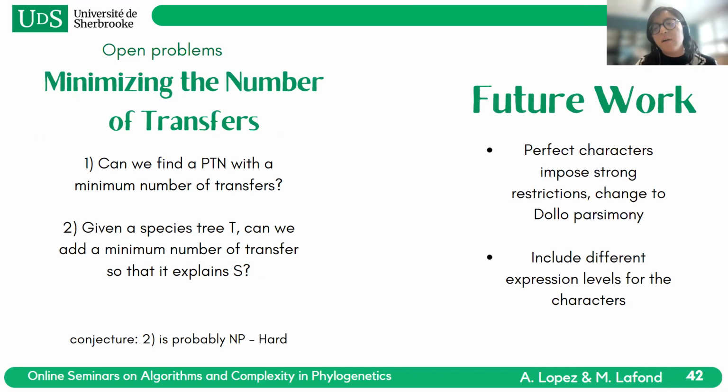As future work for our model, we know that now we're using perfect characters, and we've seen that these perfect characters actually impose strong restrictions on our model. So we would like to change the conditions on how it is possible to change from a 1 to a 0, for example, as in Dollo parsimony. In this way, we could add other models of when we can add, for example, losses to our model. And also in the future, instead of having binary states, we would like to include different expression levels for each character.